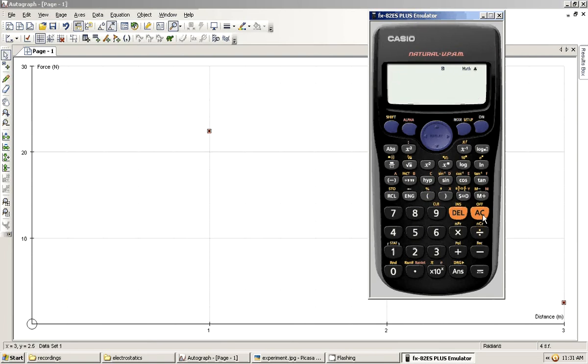Let's make sure by doing the 3rd experiment. As I tripled my distance, I got 9 times smaller. So it definitely appears to be an inverse square relationship.